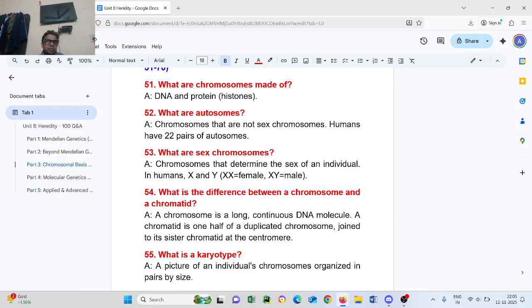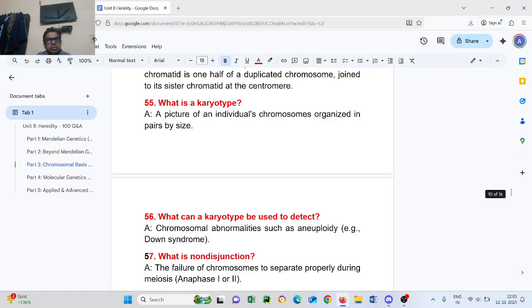Now, question number 55. What is a karyotype? A picture of individual chromosomes organized in pairs by size. Question number 56. What can a karyotype be used to detect? Chromosomal abnormalities such as aneuploidy, for example Down syndrome.